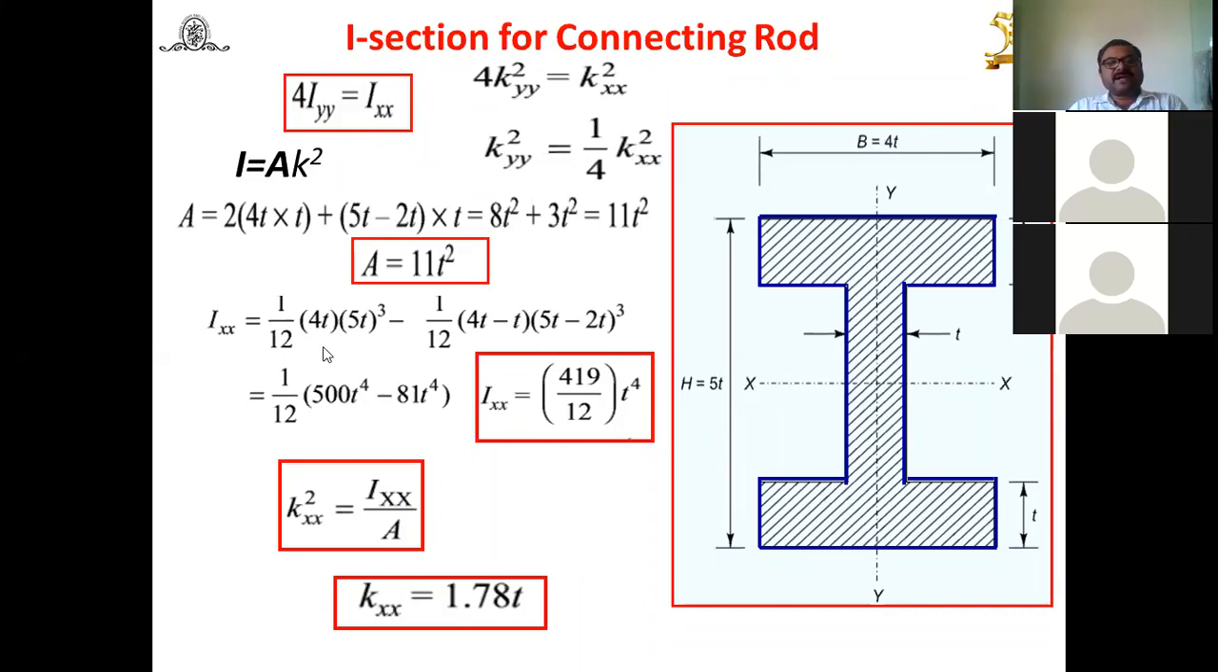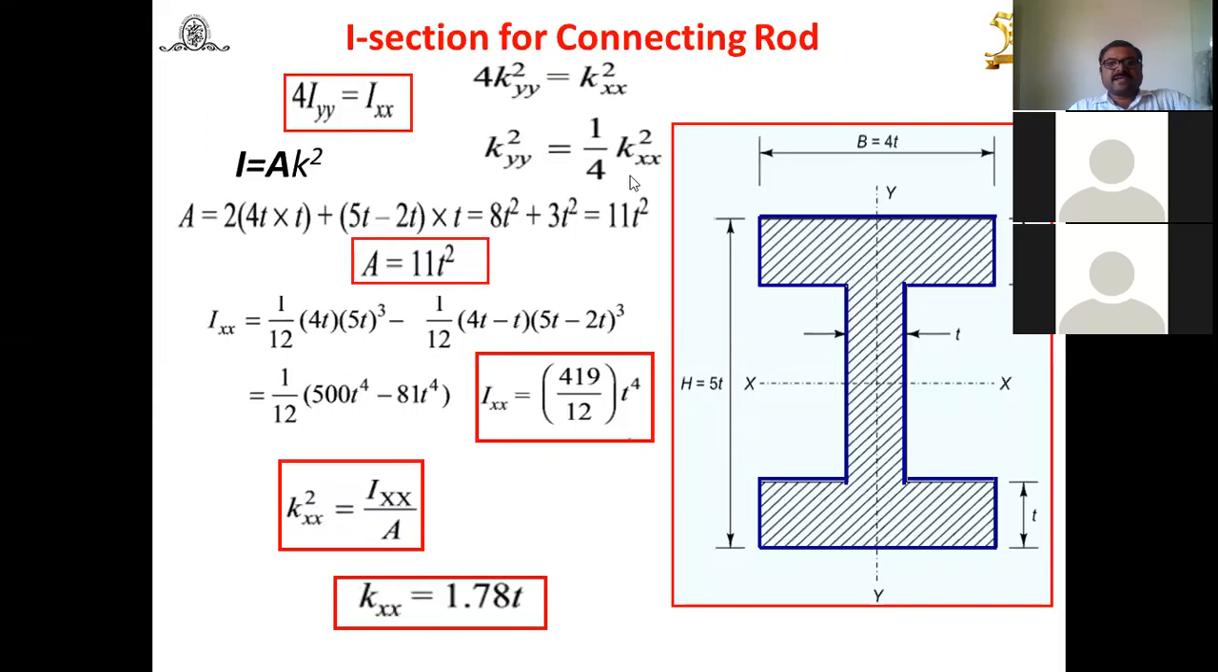Then find out Ixx. 1 by 12 into B t cube, minus again along the x-axis, that means along the y-axis. You have already studied in strength of machine elements. The Ixx is equal to 419 by 12 into t raised to 4. You can find out this. Again, in welded design also, in DME 1 also, we have studied how to find out Ixx and Iyy. I don't want to go into detail again here. Then we know kyy square is equal to 1 by 4 kxx square. The kxx square is equal to Ixx by A. So we can find out kxx is equal to 1.78t.